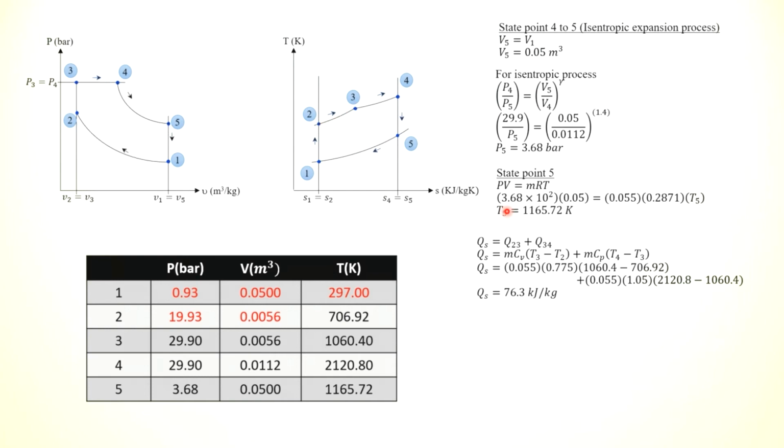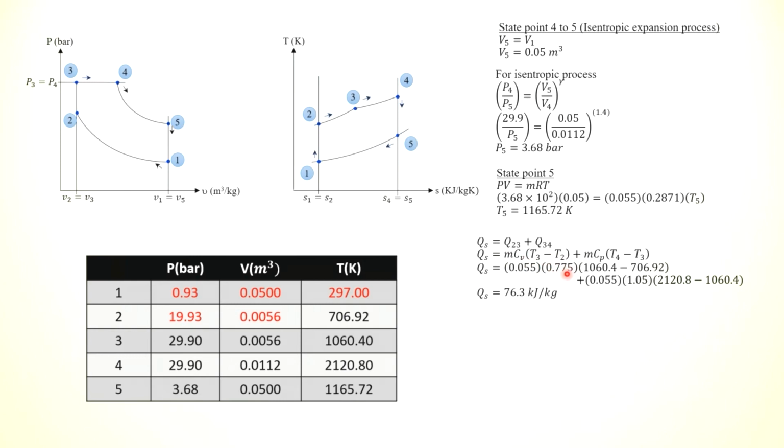So Cv (T3 minus T2) here. Since you have got mass, make sure you multiply by mass. And this shouldn't be in kilojoules per kg, okay? This should be in kilojoules only, not kilojoules per kg. Sorry for my mistake. So this is kilojoules only because you multiply by mass here.